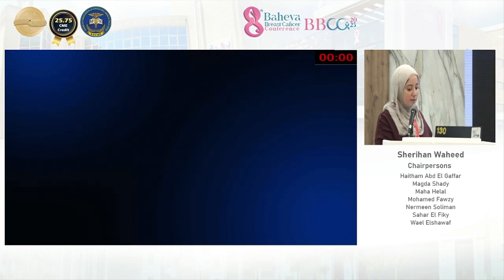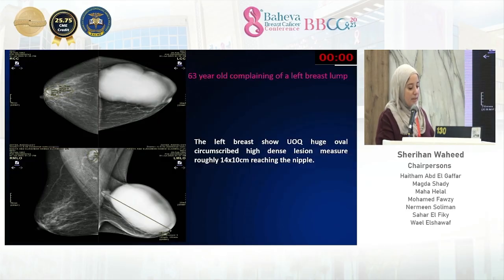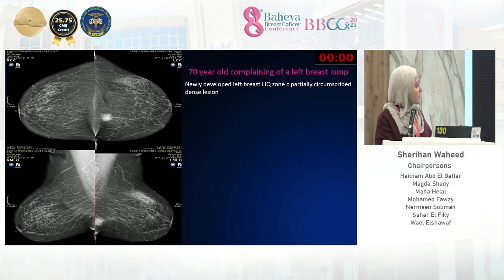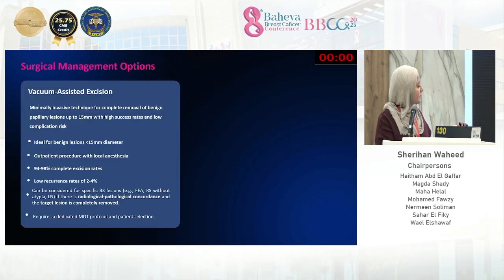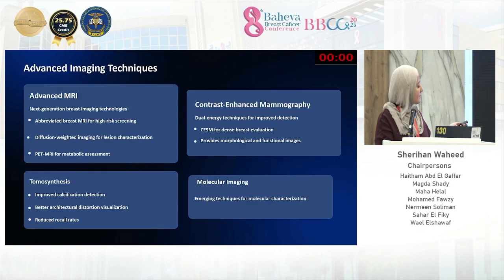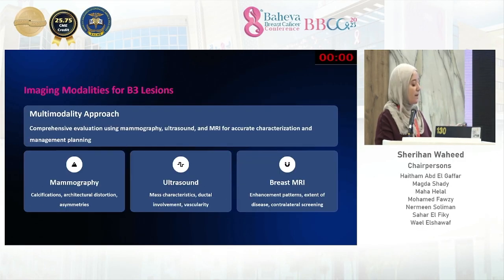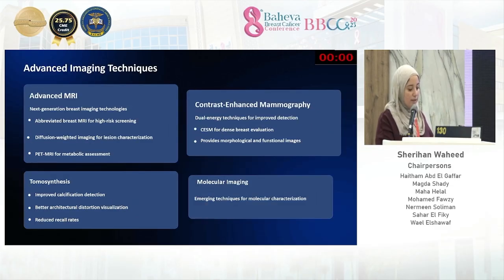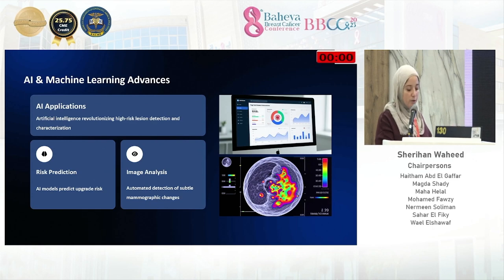Moving on quickly, what are the imaging modalities that we can use for B3 lesions? We have mammography, ultrasound, and breast MRI. We can also use advanced MRI techniques such as abbreviated breast MRI, diffusion-weighted imaging, or PET MRI. We can also use contrast-enhanced mammography, tomosynthesis, and molecular imaging, while also incorporating AI in our workflow.